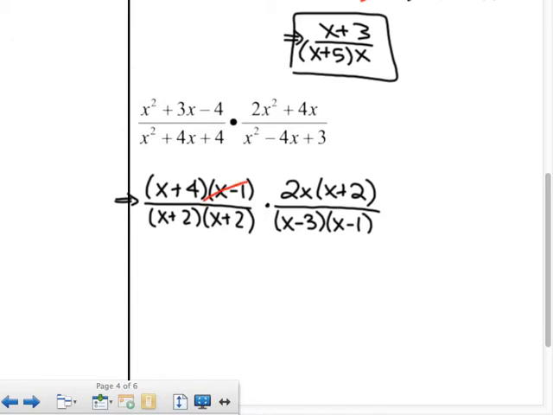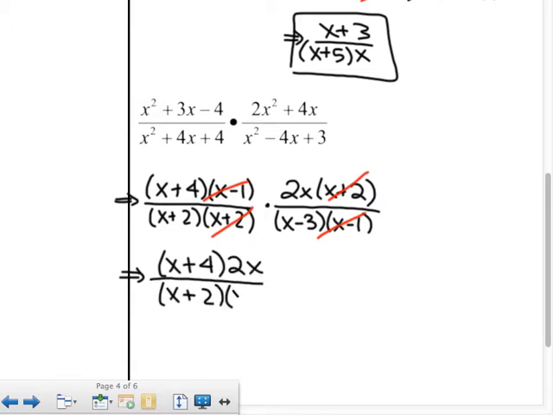So we've got an x minus 1 and an x minus 1. If I divide those, I get 1. And then x plus 2 over x plus 2 is also 1. There are no other like terms, so all I'm going to do is multiply the fractions. So I've got x plus 4 times 2x, and x plus 2 times x minus 3. And again, you don't need to multiply through. You can leave it just like that.